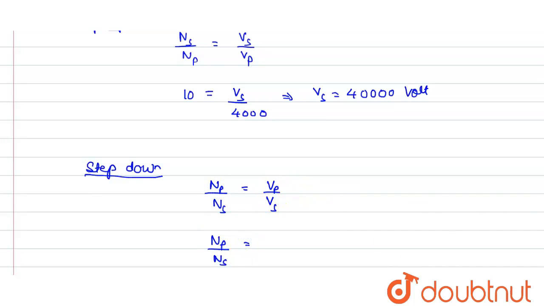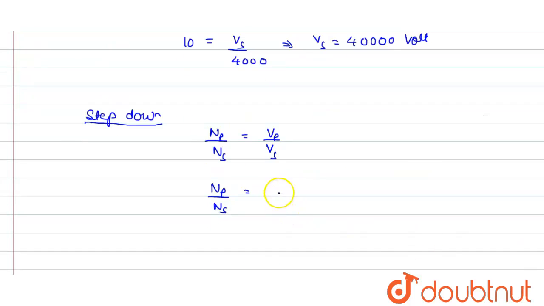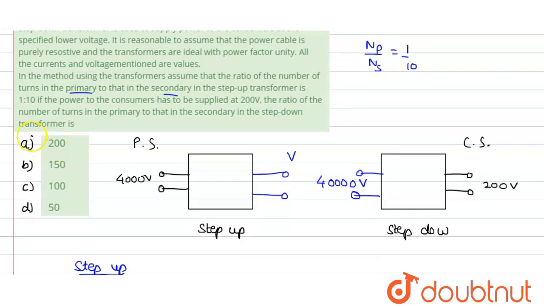Now what is our Vp? The secondary of this would be the primary of this, so it would be equal to 40,000, divided by Vs, which is 200. The zeros would cancel, so it finally turns out to be 200. That means the ratio would be 200:1. So which is the correct option? The correct option would be option A. Hope you understood the solution.